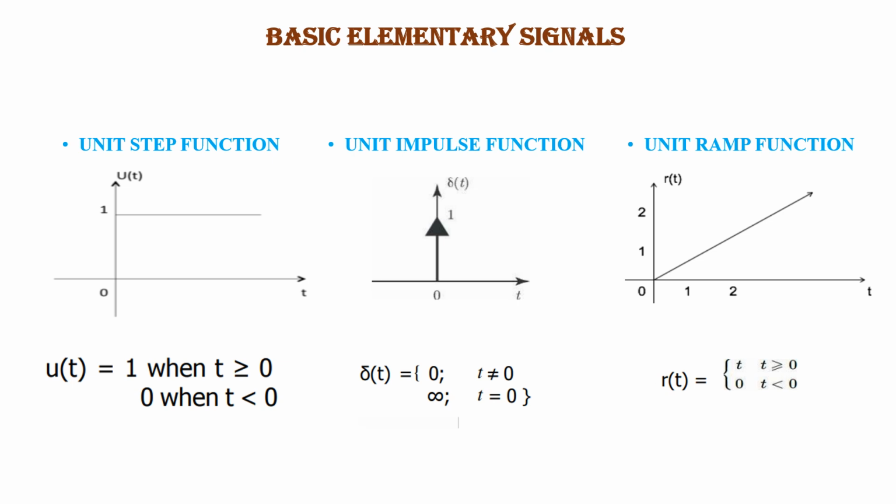And then the unit impulse function can be represented as delta of t. It has 0 amplitude except at the time t equal to 0. And then the unit ramp function can be denoted as r of t. The amplitude increases linearly in proportion to time.